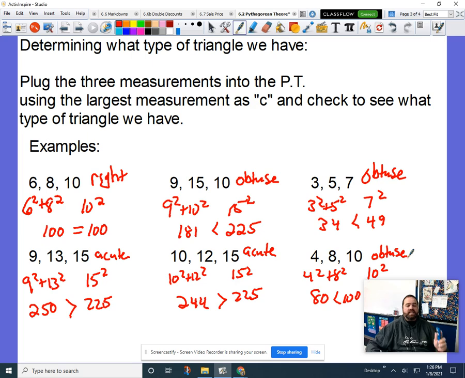Okay, it's an easy test, but it's easy to get confused on because of the less than, greater than. Focus on the C squared value. If it's big, it's obtuse. That's what an obtuse angle is. It's a bigger than 90-degree angle. If it's less than 90 degrees, it's acute. Focus on that, and I think you'll be all right.